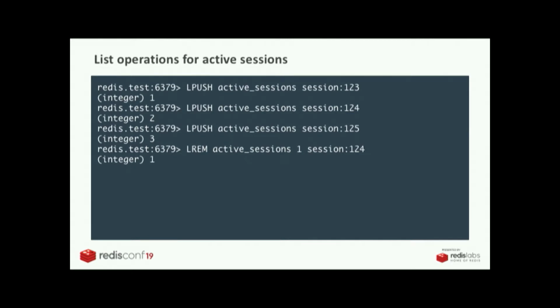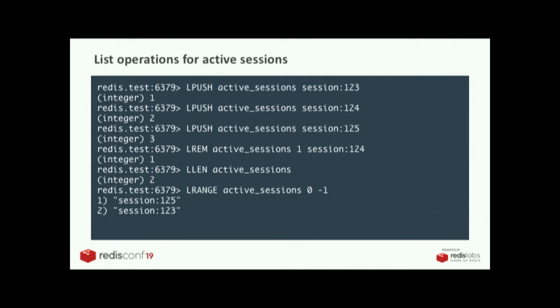So when I do LREM active sessions, that 1, for those who don't know, is how many entries in this list that match session 1, 2, 4 I want to remove. I want to remove just 1, because in theory these session IDs are unique. And then I do LLEN on active sessions, and it returns there are 2 active sessions left. And then lastly, I can get a range to see what's available. I can do 0 to -1, meaning the last session. So this shows me all sessions available, 1, 2, 3, and 1, 2, 5.